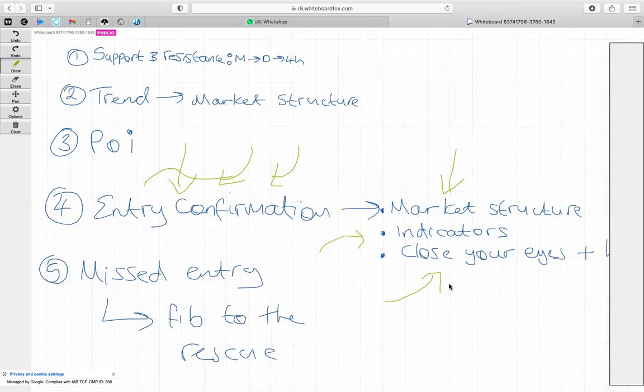And in cases where you miss an entry, what do you do then? There are potential options you can use when you miss your entry to your trade, but you still believe that your trade is going to be a successful one. Okay. So I'm just going to go through a chart now. I'm going to show you the trade I entered, going through each and every one of these points, just so you have a clear idea of what exactly I am talking about.